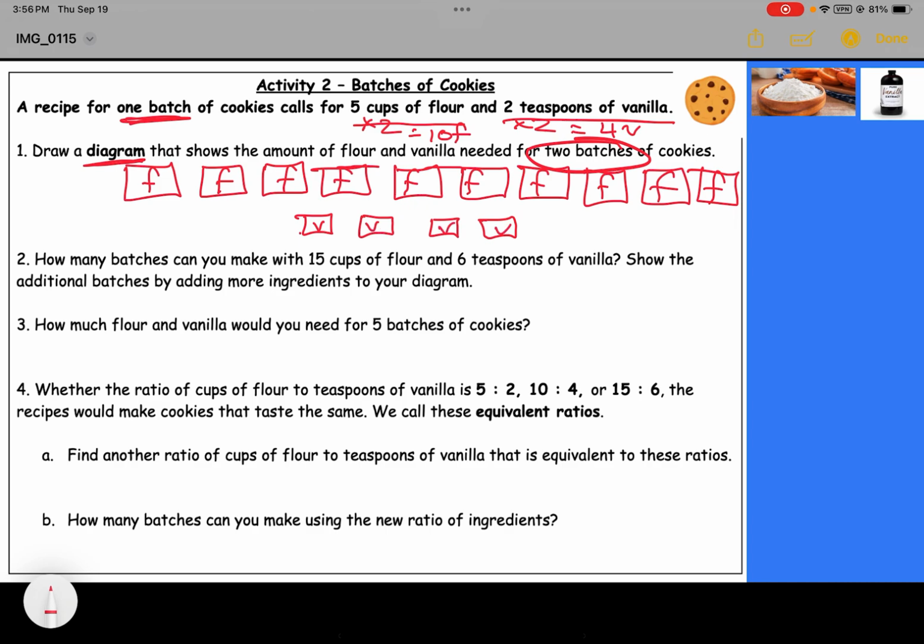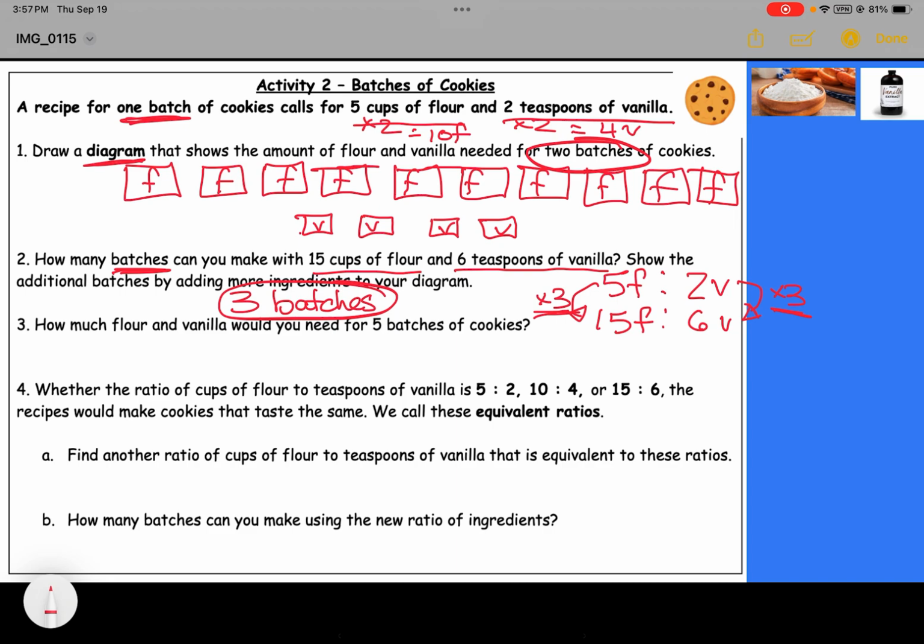Okay. Question 2 says, how many batches can you make with 15 cups of flour and 6 teaspoons of vanilla? So if I know 1 batch is 5 flour to 2 vanilla, I just think, okay, what do I multiply 5 by to get to 15 flour and 6 vanilla? And I know I multiply 5 by 3 to get to 15 flour, and I multiply the vanilla by 3 to get to 6 vanilla. So that means the number I'm multiplying the 1 batch by is the number of batches. So how many batches? 3 batches, because I multiplied each of the ingredients in the 1 batch by 3.